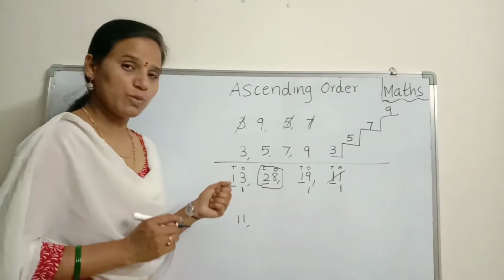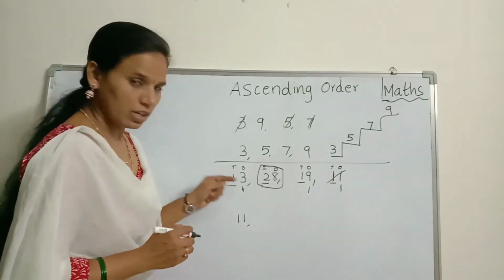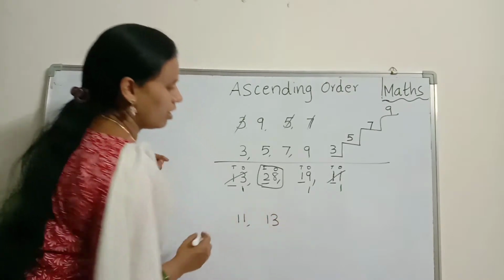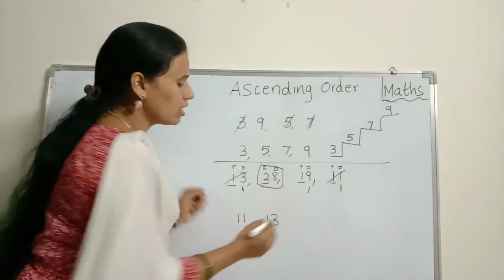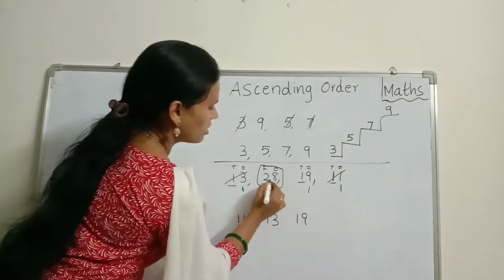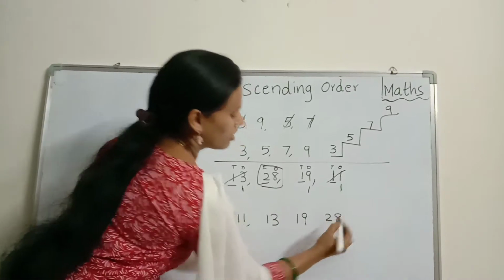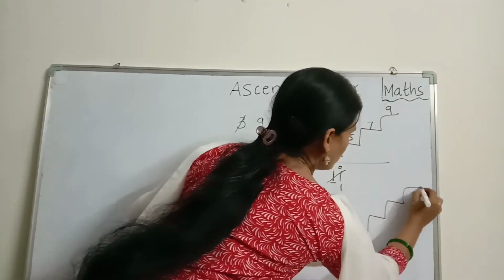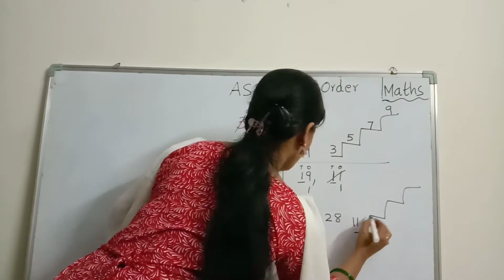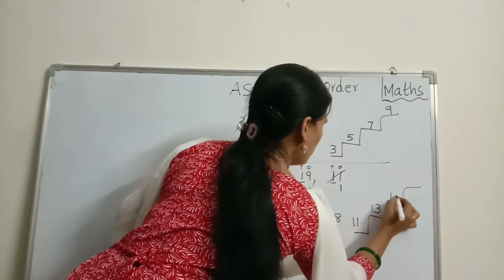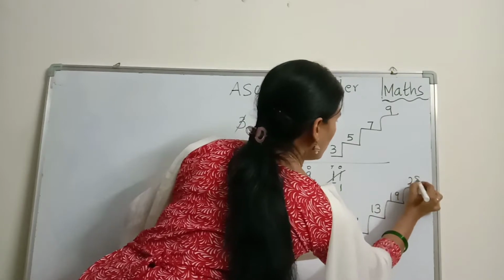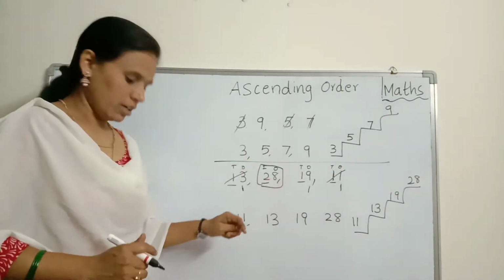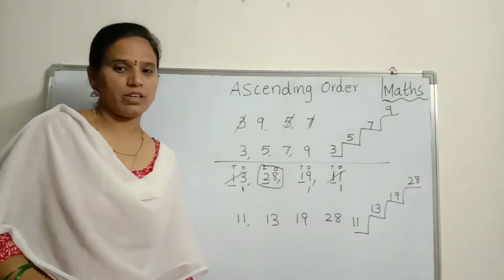Now here 3, here 9 is there. Right? Which is the smallest number? 3 means 13. Now here next 19. Last 28. We can arrange like this on the steps. 11, 13, 19, 28. Okay children, do you understand? Next, descending order.